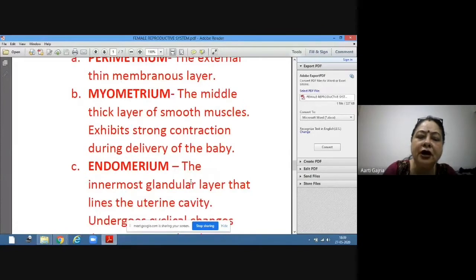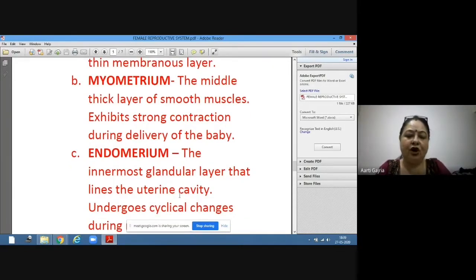The third and the innermost layer of the uterus is called endometrium. This endometrium layer is the innermost glandular layer, and it lines the uterine cavity. So the uterus consists of 1 cavity and 3 layers. Innermost layer is endometrium, middle layer is myometrium, and the outermost layer is perimetrium.